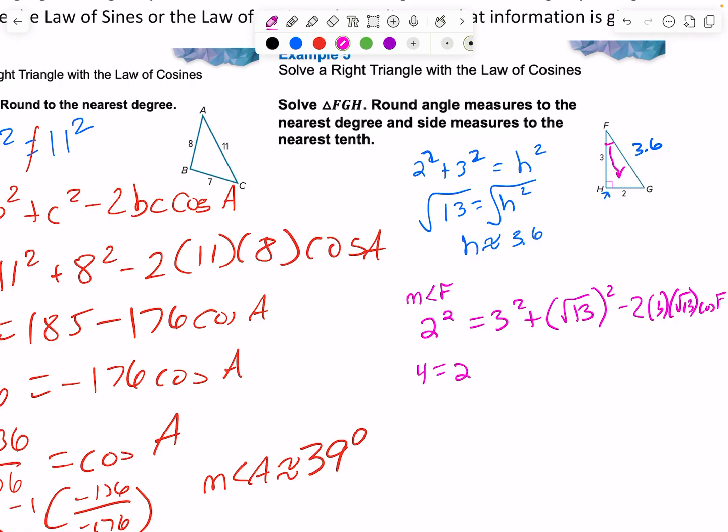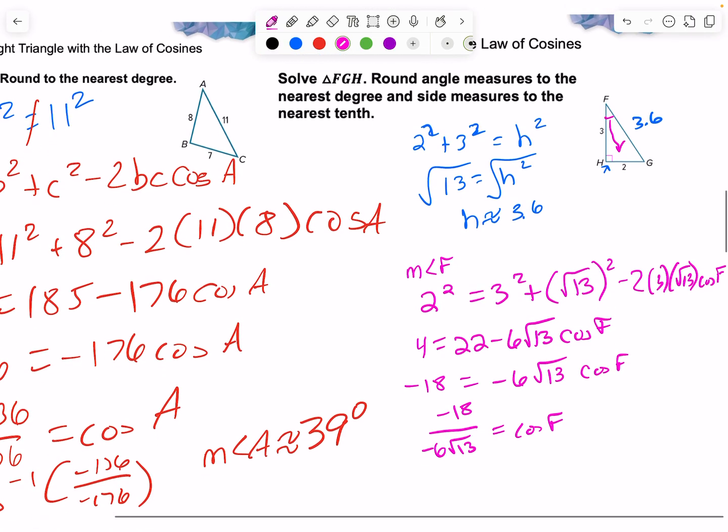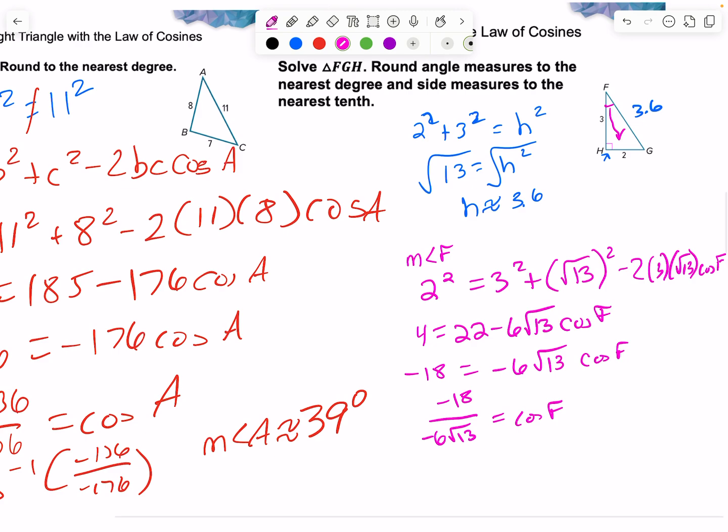So 4 equals 22 minus 6 square root of 13 cosine F. So negative 18 equals negative 6 square root of 13 cosine F. We divide now. Negative 18 divided by negative 6 square root of 13 is cosine F. So now when we put that in a calculator, we get that the measure of angle F is about 34 degrees.